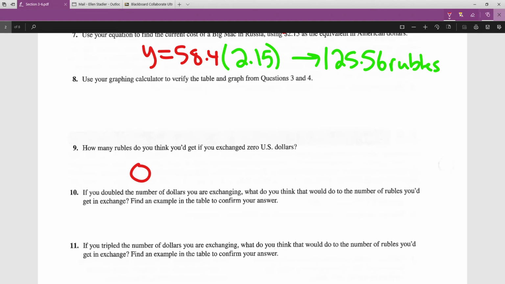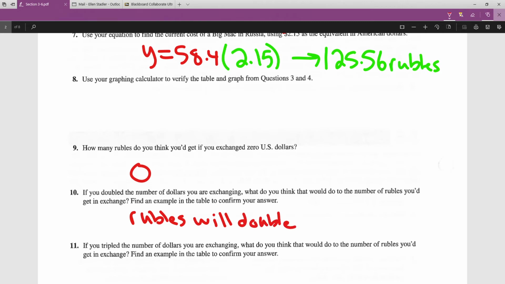Number 10 asks, what do you think would happen if you doubled the number of dollars you're exchanging? If you doubled the number of dollars you're exchanging, what do you think that would do to the number of rubles that you'd get in exchange? Find an example in the table to confirm your answer. I think if we double the number of dollars, the number of rubles will double as well.